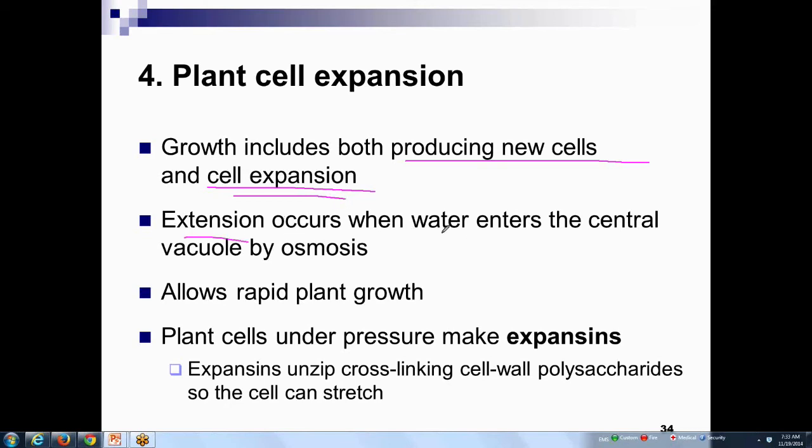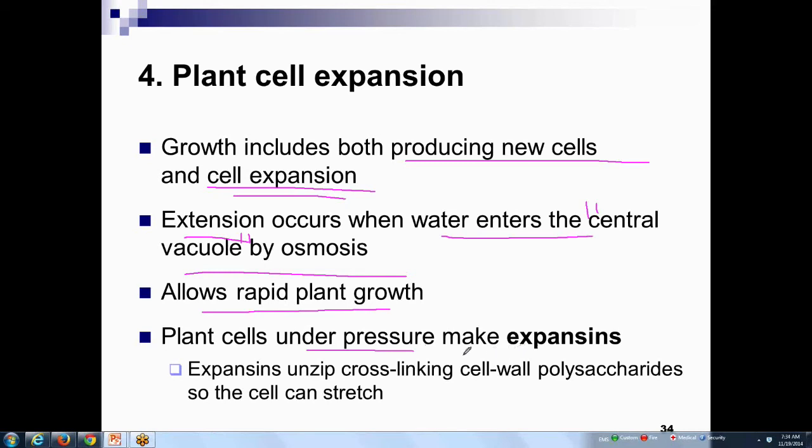So extension occurs when water enters the central vacuole by osmosis. The central vacuole, yes, do you remember that from Biology 111? Yeah, the central vacuole is a large container that fills up with water, pushes up against the cell wall because the vacuole gets so big, and that causes the cell to become large and rigid, and then of course results in something of an increased size. So this allows rapid plant growth, and this pressure is made possible.